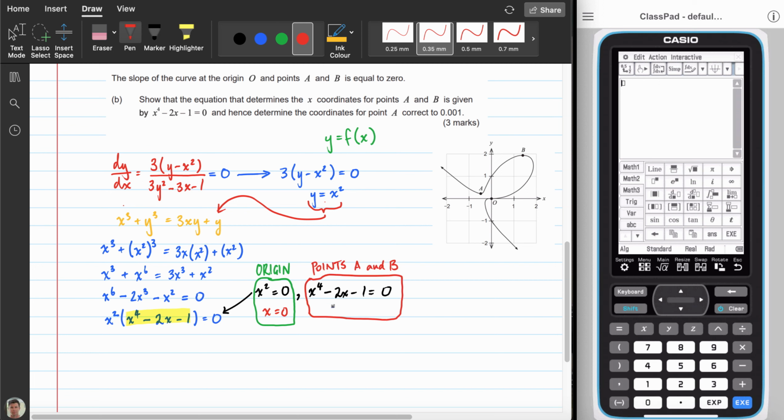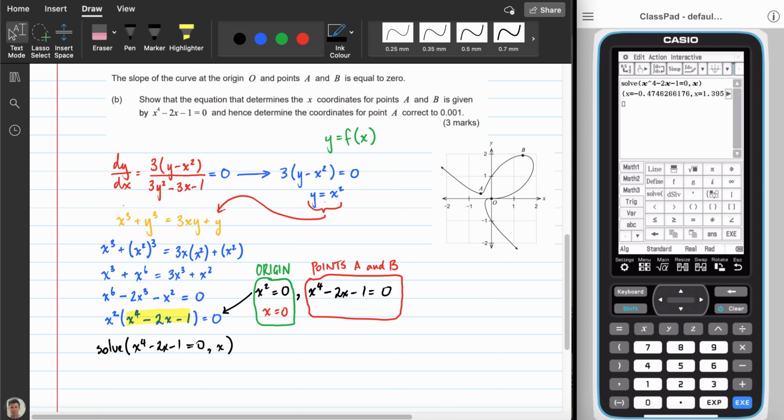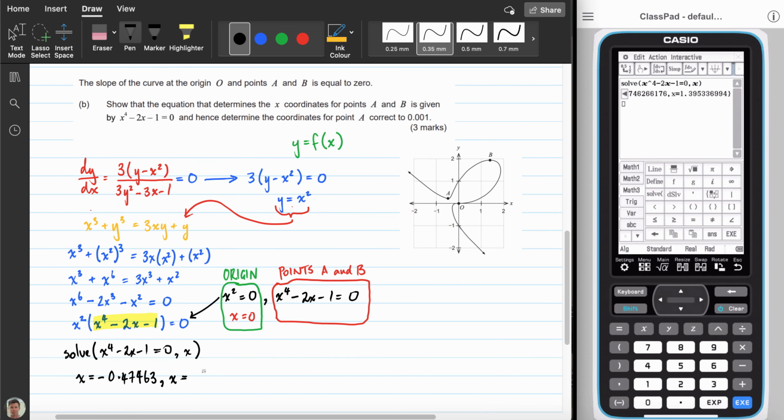And now we have to determine the points A and B correct to 3 decimal places. So from here, guys, I'm going to get this equation and use my graphics calculator to solve it. So I'm going to solve x to the power of 4 minus 2x minus 1 equals 0, and I want you to solve it for x. And we have 2 different solutions. x is negative 0.47463, or x is going to be equal to 1.3953.